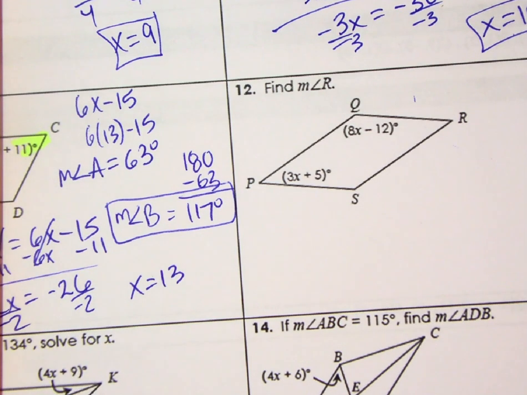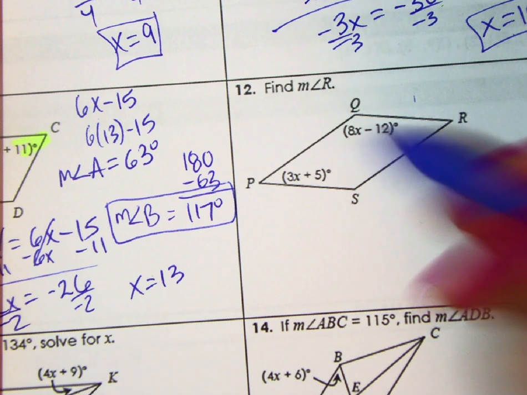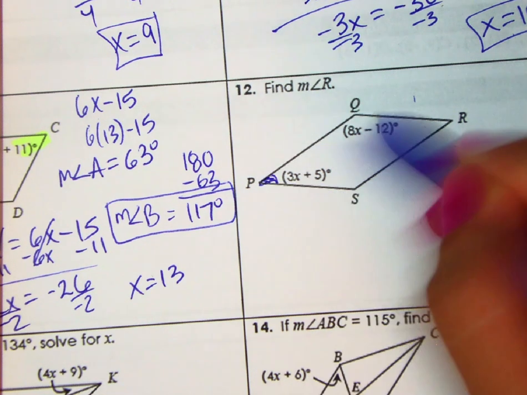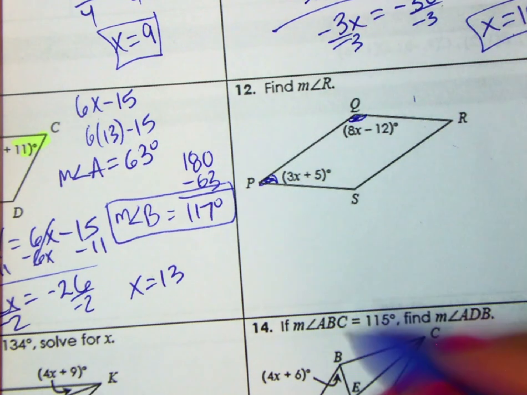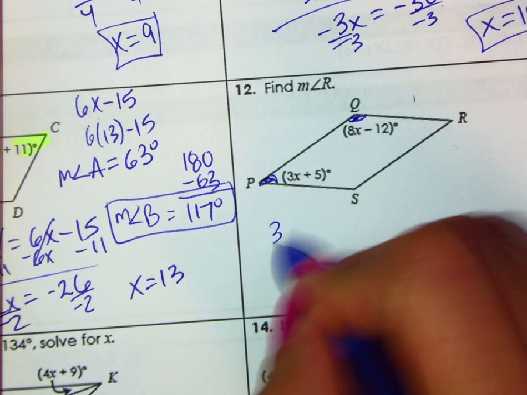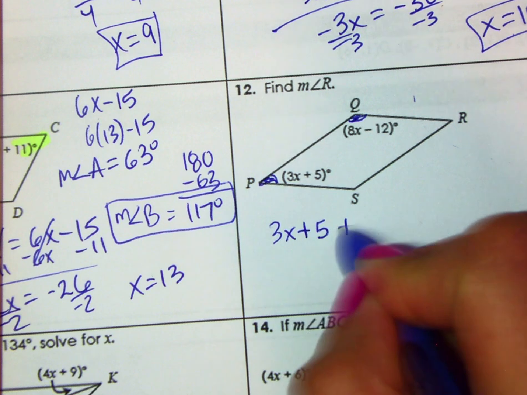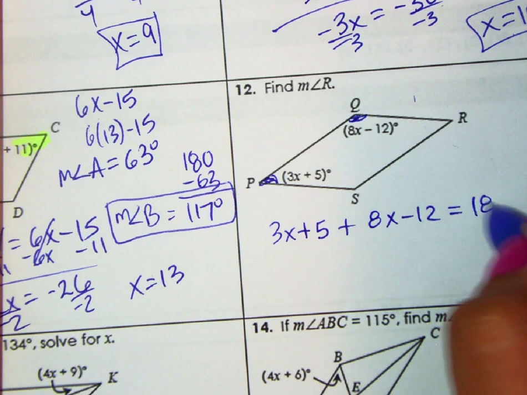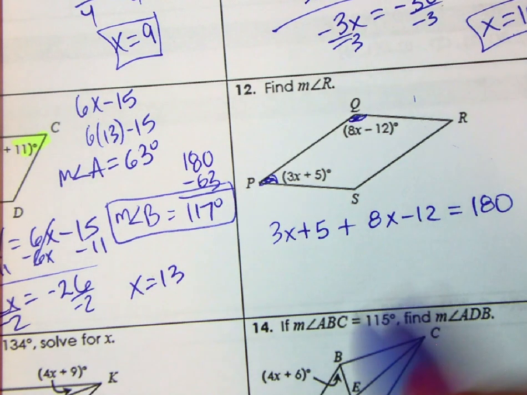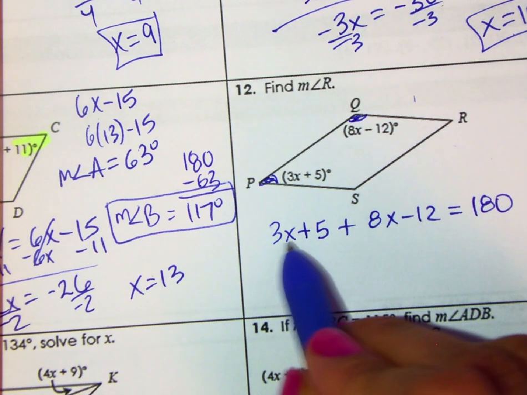All right, let's do the next one, measure of angle R. So on this one, we are given this angle and this angle. And those two angles are consecutive, which means that they're going to add up to 180. So we write both expressions and set them equal to 180. If you add both of these, we're going to combine like terms.